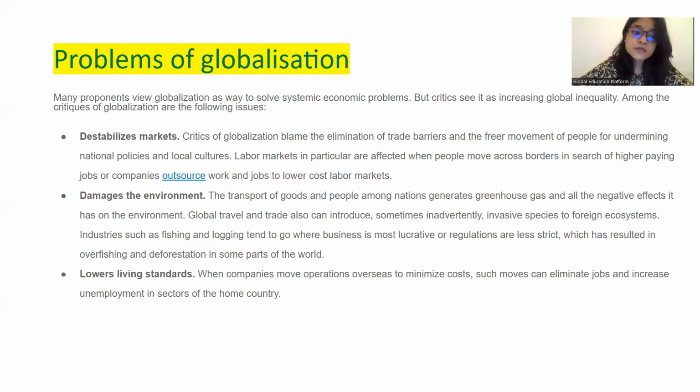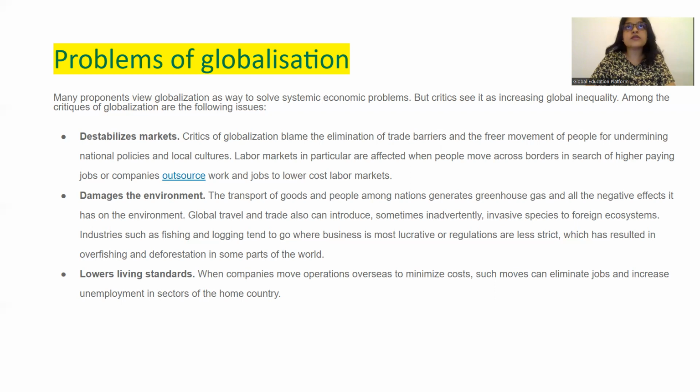So when it comes to the problems, the first point here is about destabilizing markets. Okay, so I'll take you through that. Critics of globalization blame the elimination of trade barriers and the freer movement of people for undermining national policies and local cultures. Okay, so basically what's happening here is there's free movement taking place. So when there is free movement, that means different cultures would come into place. For example, let's take the United Kingdom. In the United Kingdom, they have a set of cultures, rules, and regulations that are followed.